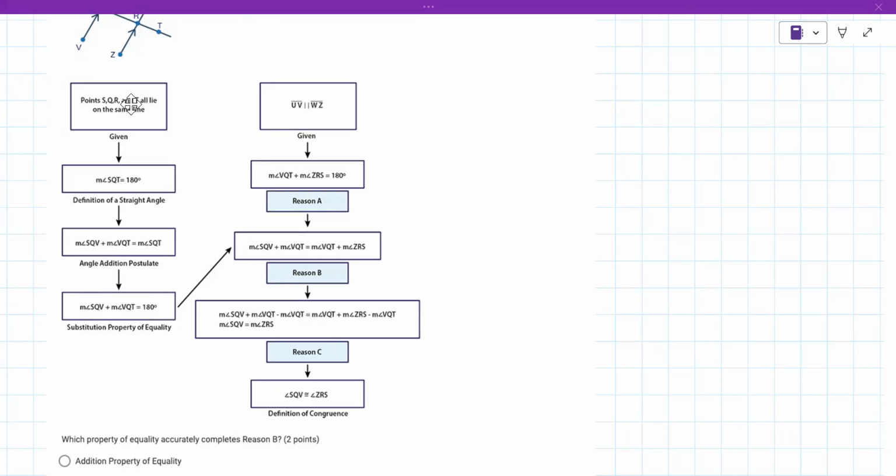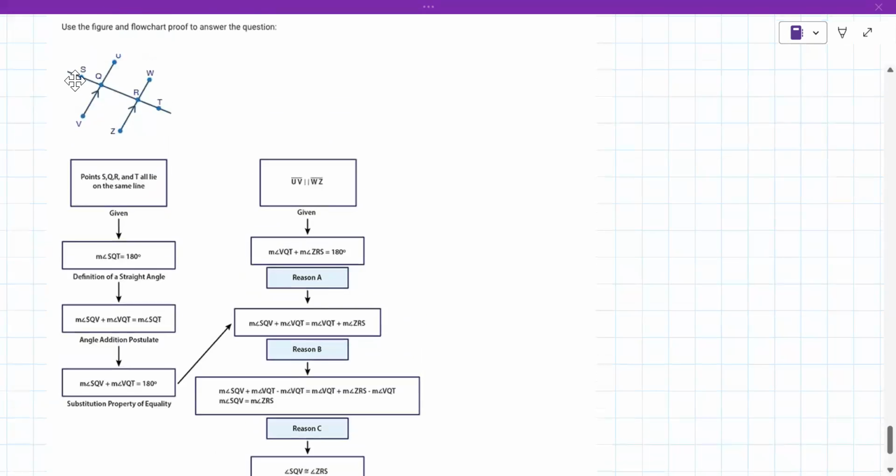Do you see how it kind of starts out the same way the previous one does? They give you a straight line. They tell you the two add up to the whole angle and that the angle adds up to 180. And then they go over here, they say, okay, well, what else adds up to 180? Well, they use the fact that the two lines are parallel.